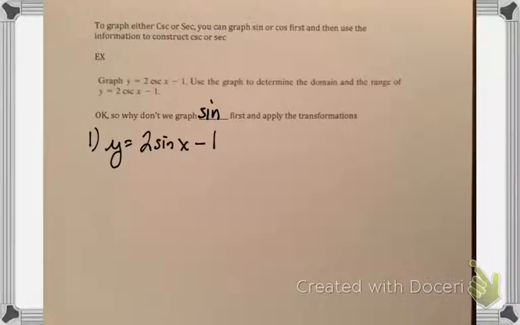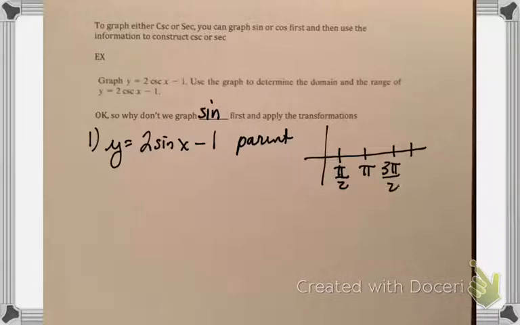Okay, so the parent function of sine, the 4 key points are pi over 2, pi, 3 pi over 2, and 2 pi. All right, this, by the way, you have to have memorized. Okay, so what does sine look like? It looks like this.